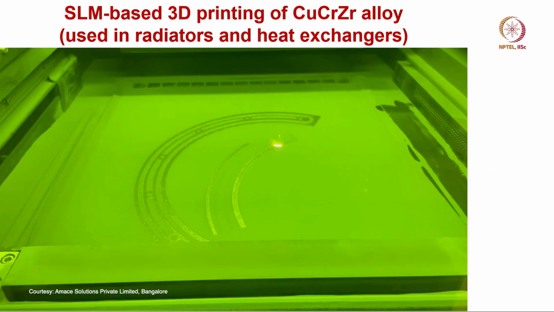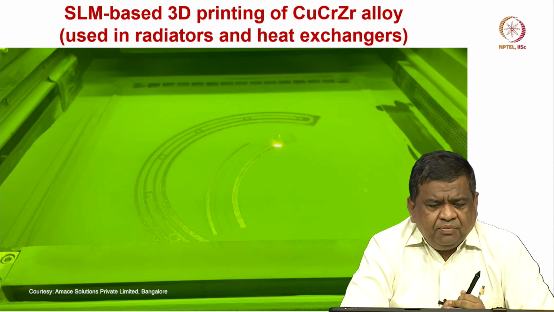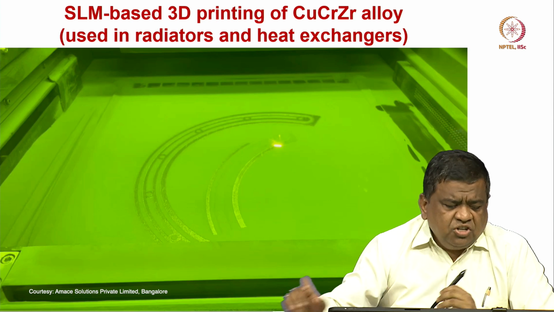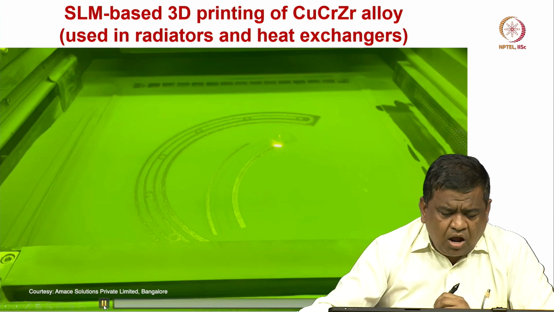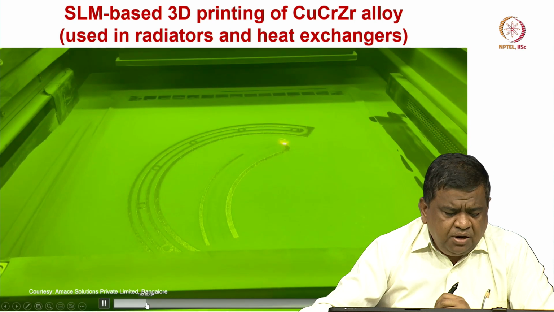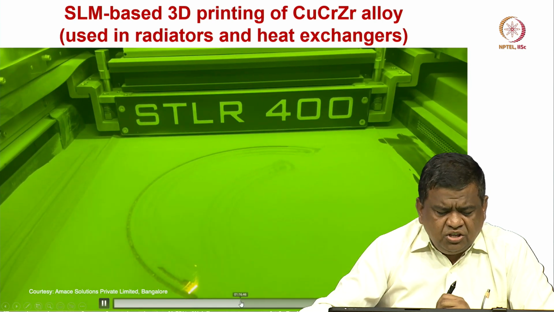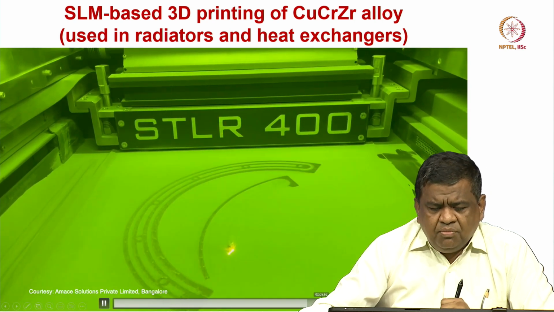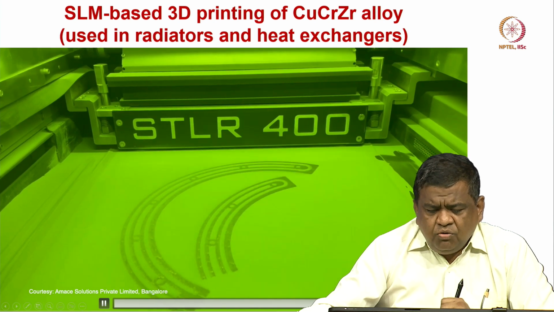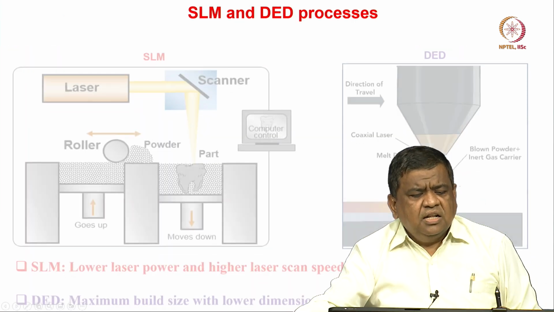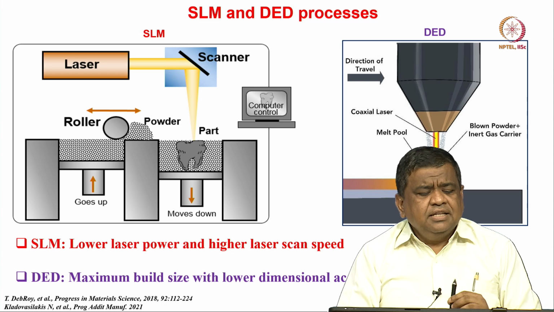So, this is another material which is being printed using selective laser melting. This is the copper, chromium, zirconium alloys, and these are widely used as radiators and heat exchangers, and you can see how this material is being printed in these heat exchangers using that copper, chromium, zirconium. So, just to show you how different materials are being printed using these techniques.